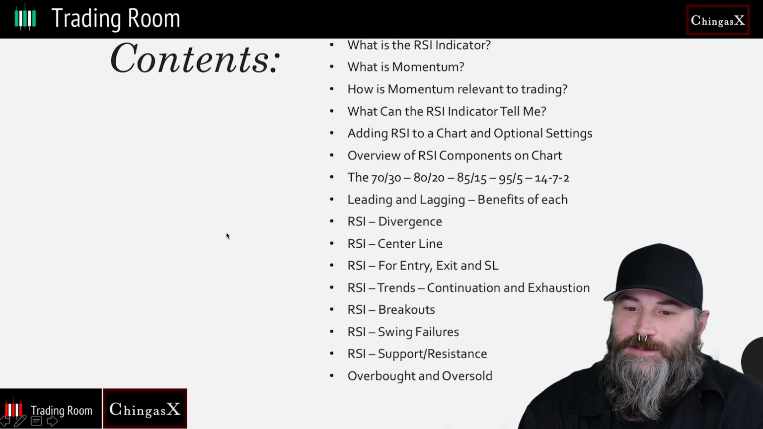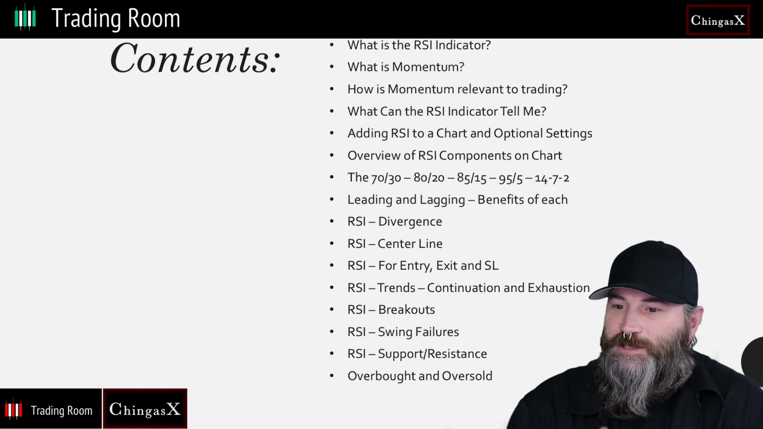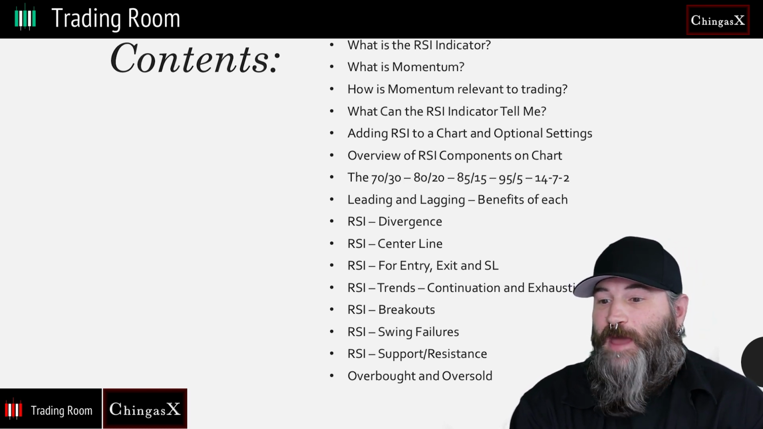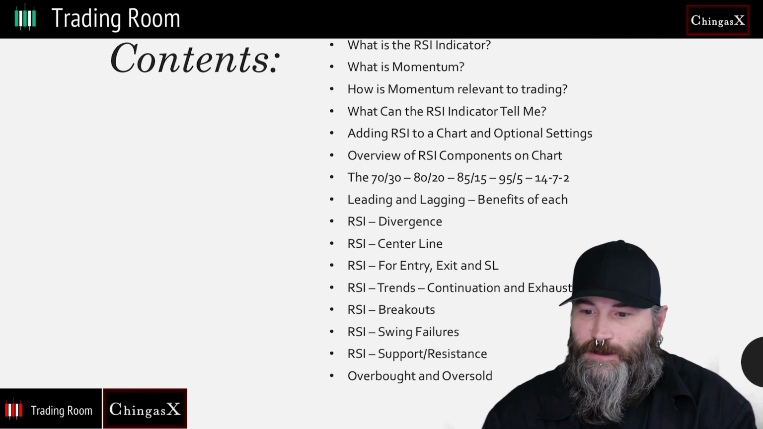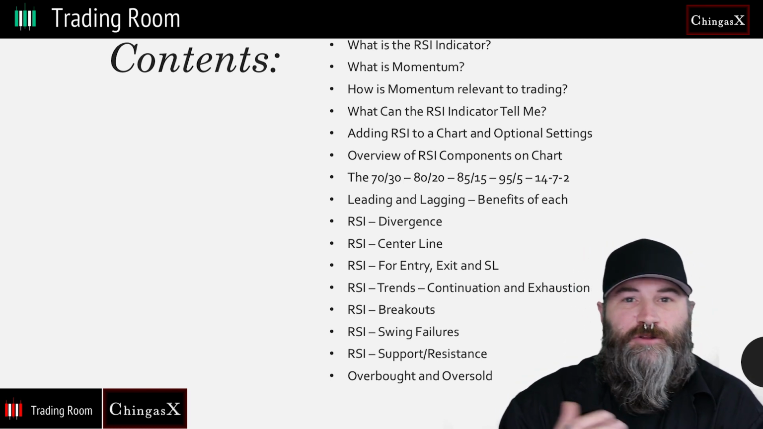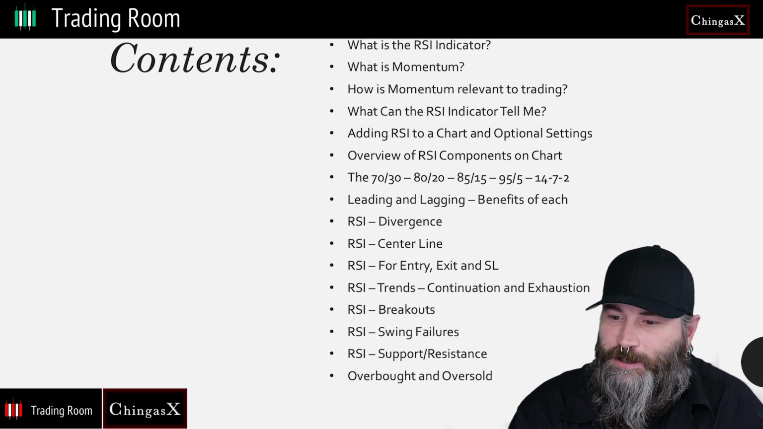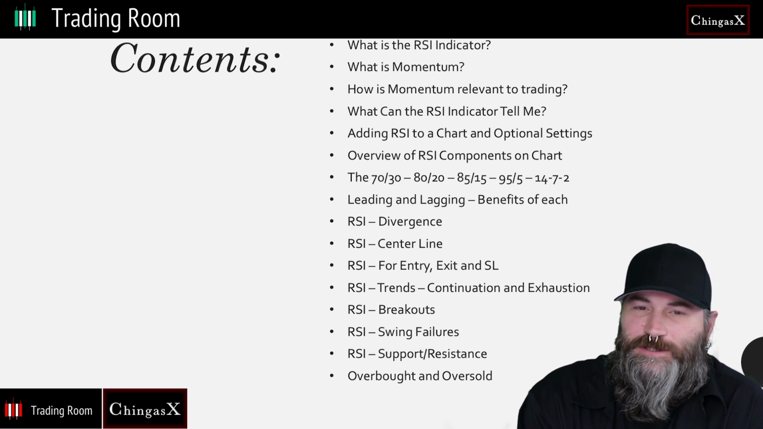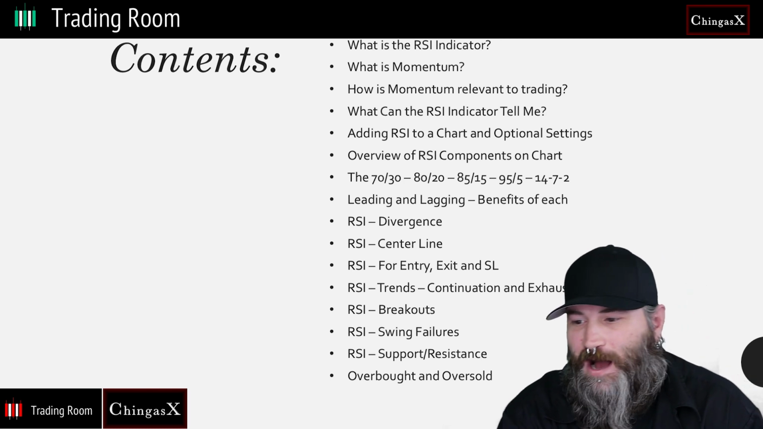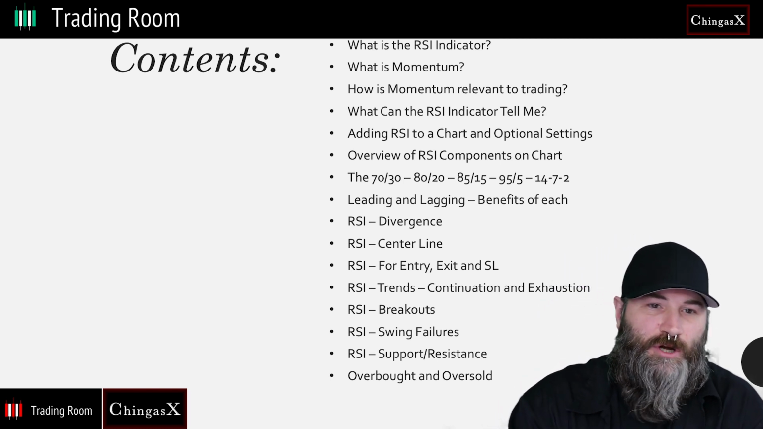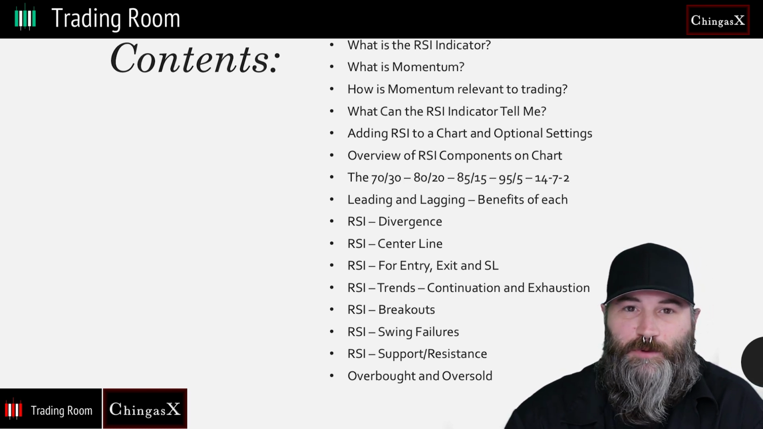Let's talk about the contents here. Looks like a lot, but don't worry, we're going to cover it all. What is the RSI indicator? What is momentum? How is momentum relevant to trading? What can the RSI indicator tell me? Adding the RSI indicator to the chart, so we'll throw it on, we'll go through some options, how to make it look all pretty. The overview of the components, and we're going to talk about 70-30, 80-20, 85-15, 95-5, 14-7, and 2. So if that sounds Greek to you, don't worry. You're going to leave here knowing exactly what all those things mean.